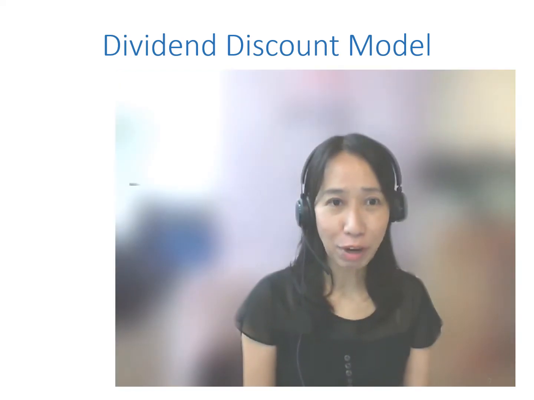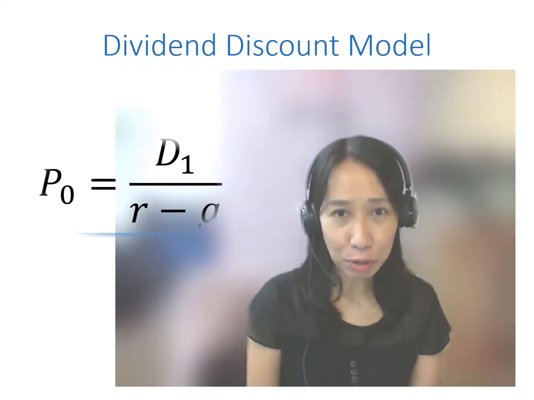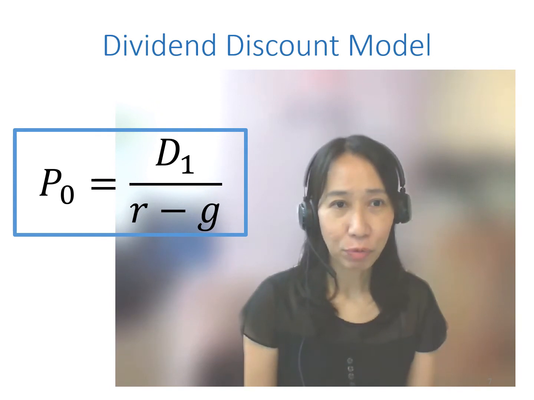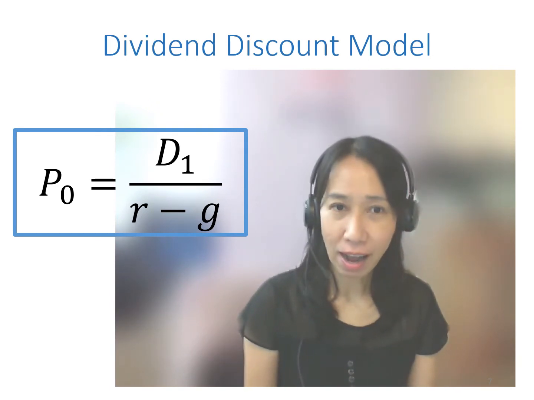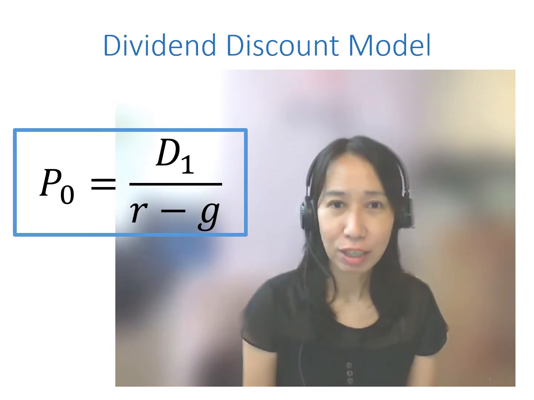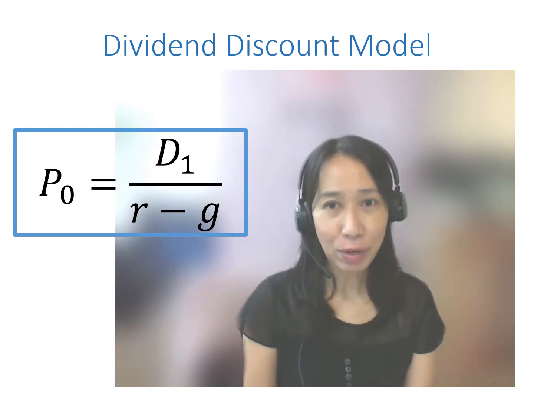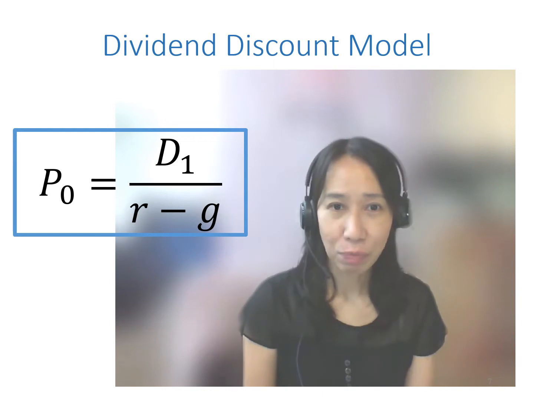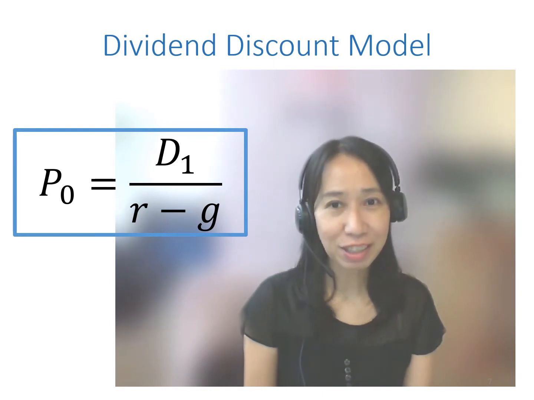As you notice from the formula, the inputs for dividend discount model include expected dividend, D1, required rate of return, R, and growth rate, G. How can we determine the appropriate discount rate and growth rate? We shall find out further in the next two slides.